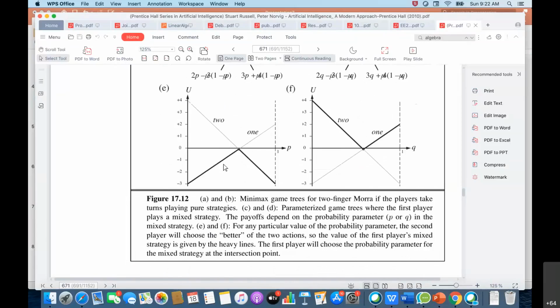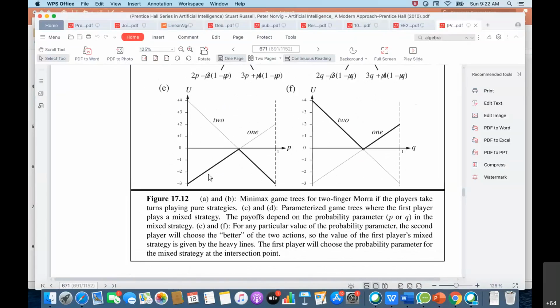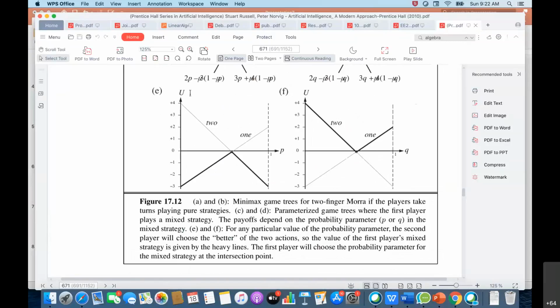Now, the fact is that if you plot it, what will happen? Once you are going to plot it for your payoff, the payoff depends on the probability parameters P and Q in the mixed strategy. Once you plot the utility, it will follow this curve. And we can see that this is the curve and this is the curve.